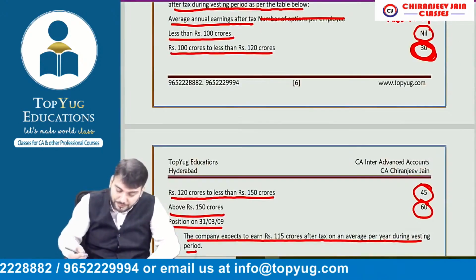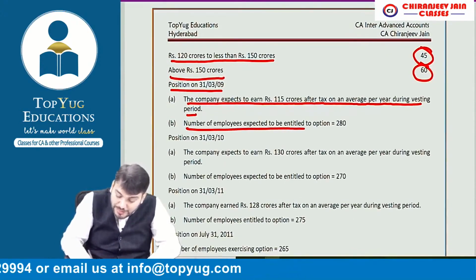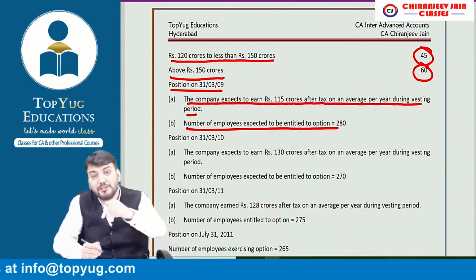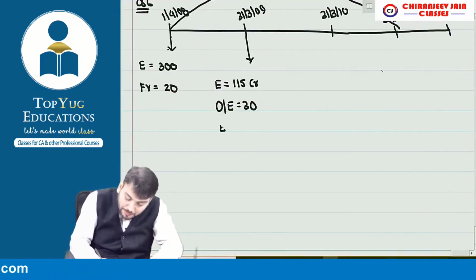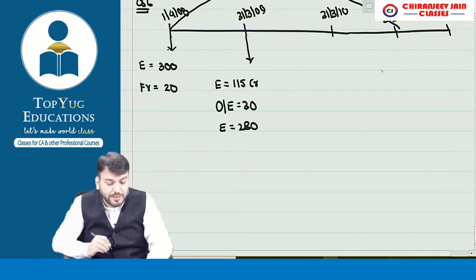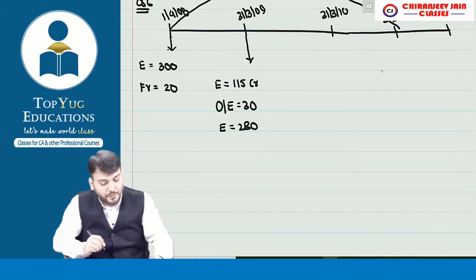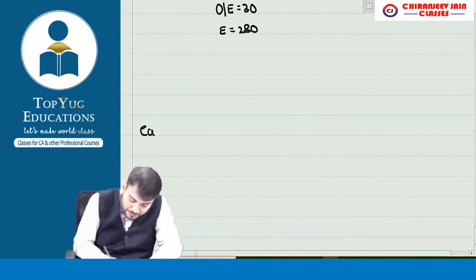Correct? Yes sir. Then what they have given? Number of employees expected to be entitled to option. ये भी दे दिया कि how many employees they are expected to be entitled to option on vesting day. So can I say number of employees we will take 280, sorry 280. Understood this point? बोलो. Are you able to understand? Correct?